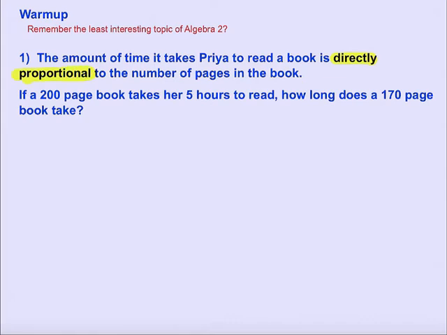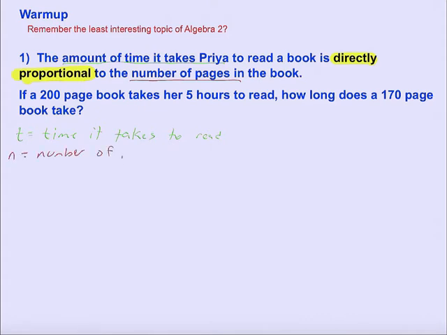The amount of time it takes Priya to read a book is directly proportional to the number of pages in the book. What we're talking about here are two variables. The amount of time it takes Priya to read the book. Let's give that a name. We'll call it T. The time it takes to read. And another variable, the number of pages in the book. Let's call that N.